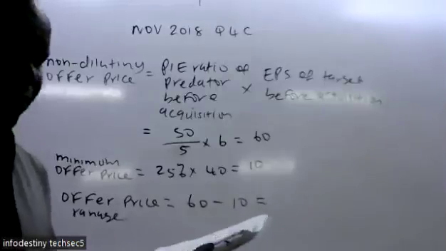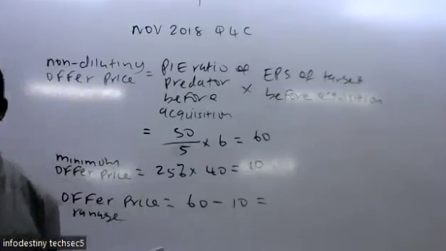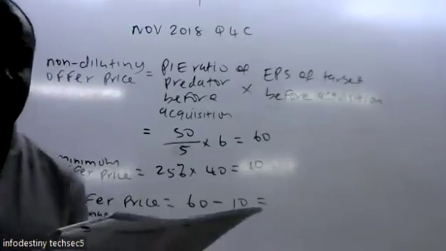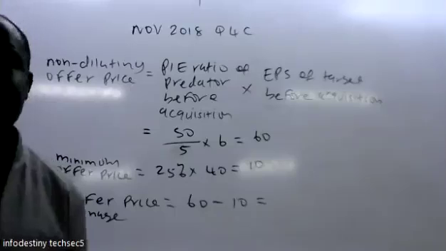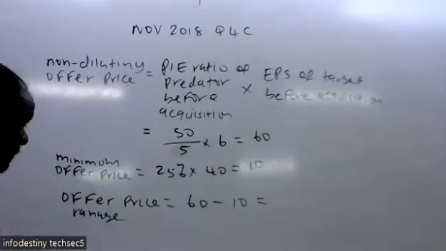They were asking to determine the post-merger earning per share. To compute the post-merger earning per share, because this time they have given you a different offer price. A different offer price is given as 40 shillings. So that will require you to compute the new offer price.